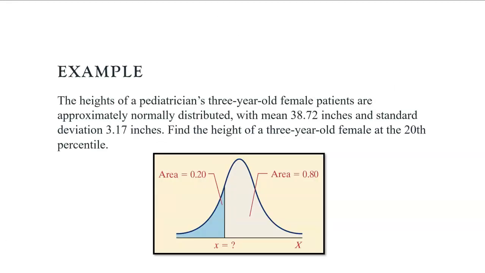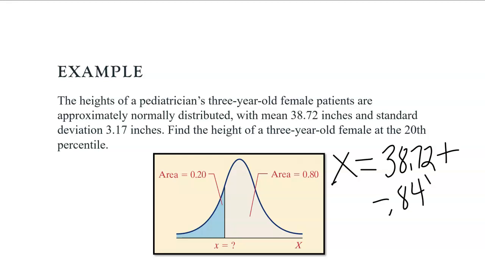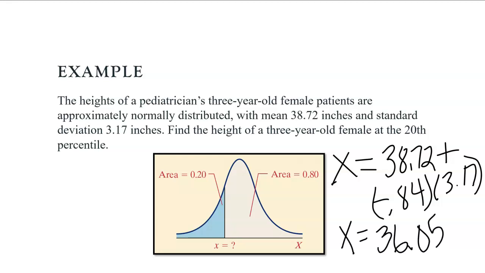Now I'm going to calculate x given that z value. So x is equal to the mean, which is 38.72, plus z, which was negative 0.84, times the standard deviation, which was 3.17. If you work that out, you end up getting x equal to 36.05, and in this case it will be inches. So the height of a 3-year-old female at the 20th percentile will be 36.05 inches. That's how you would find the x value given the percentage.